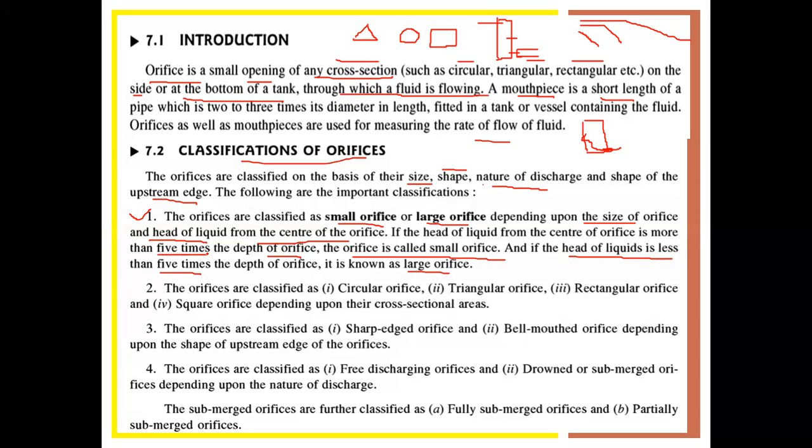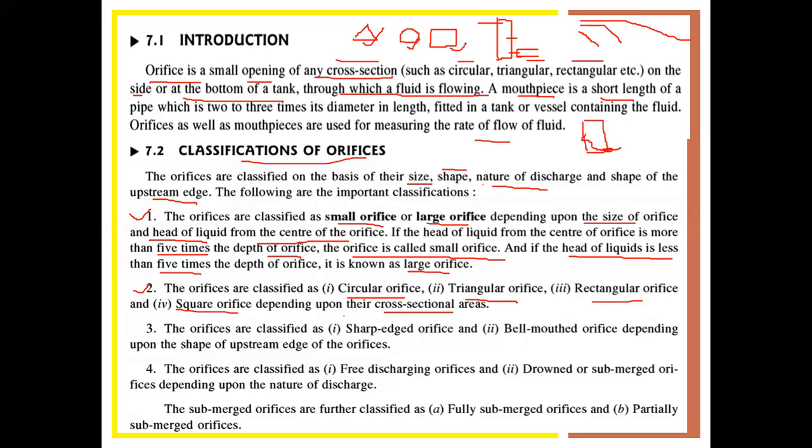Then the second classification. The orifices are also classified as a circular type of orifice, a triangular type of orifice, a rectangular type of orifice, a square type of orifice, depending upon the cross sectional area.